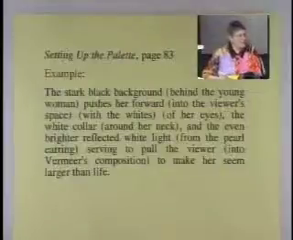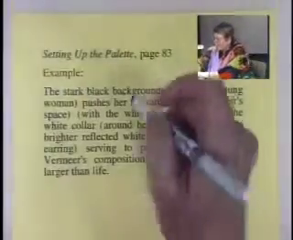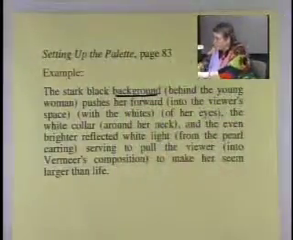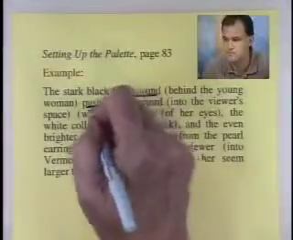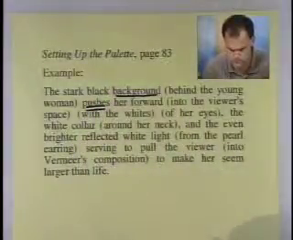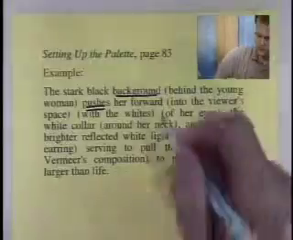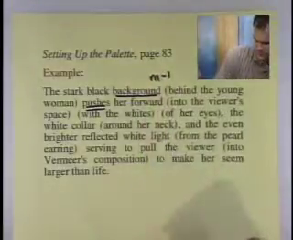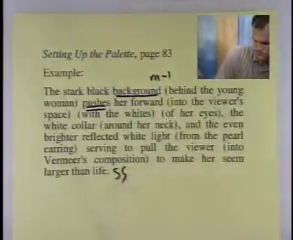Scott, where's the subject in this? Background. Where's the verb? Pushes. What kind of a clause is it? It's main. What kind of a sentence is it? Simple. Now, let's take a look.